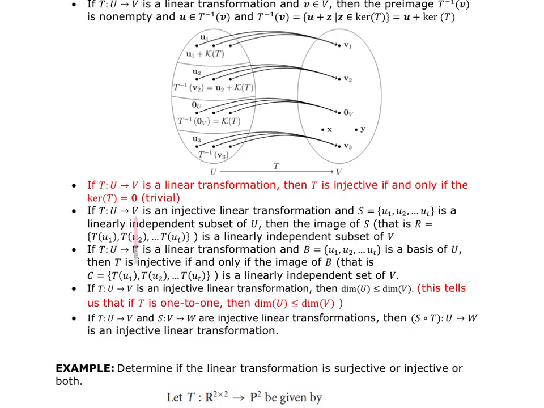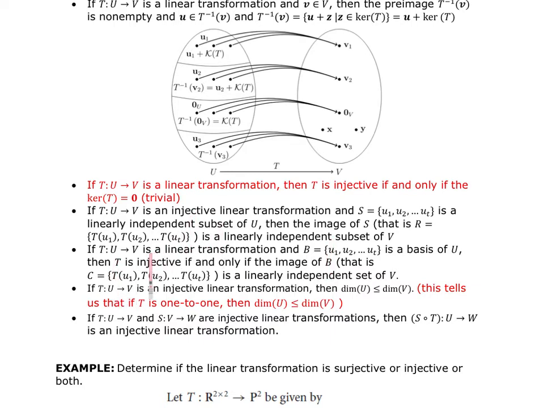If T from U onto V is an injective linear transformation, and the set S is a linearly independent subset of U, then the image of S, in other words all of those elements mapped into our codomain, is also linearly independent. So if it starts linearly independent, then after we've done our transformation, it will also end up being a linearly independent set.